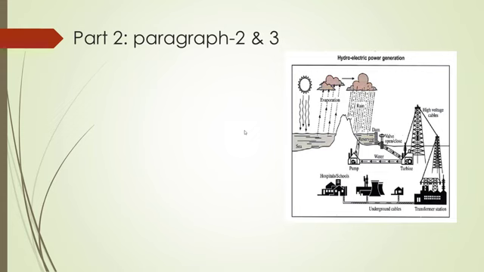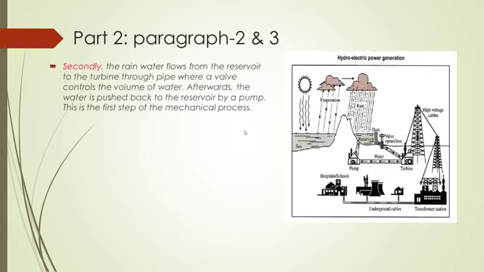Second step, paragraph 2 and 3, we can find, secondly, the rainwater flows from the reservoir to the turbine through a pipe where a valve controls the volume of water. You can see the valve opening and closing that controls the volume of water. Afterwards, the water is pushed back to the reservoir by a pump. You can see the pump. Yes, this pump. This again pushes the water to the reservoir because there is no need to waste the water. This is the first step of the mechanical process. By this way, we can finish the mechanical process.